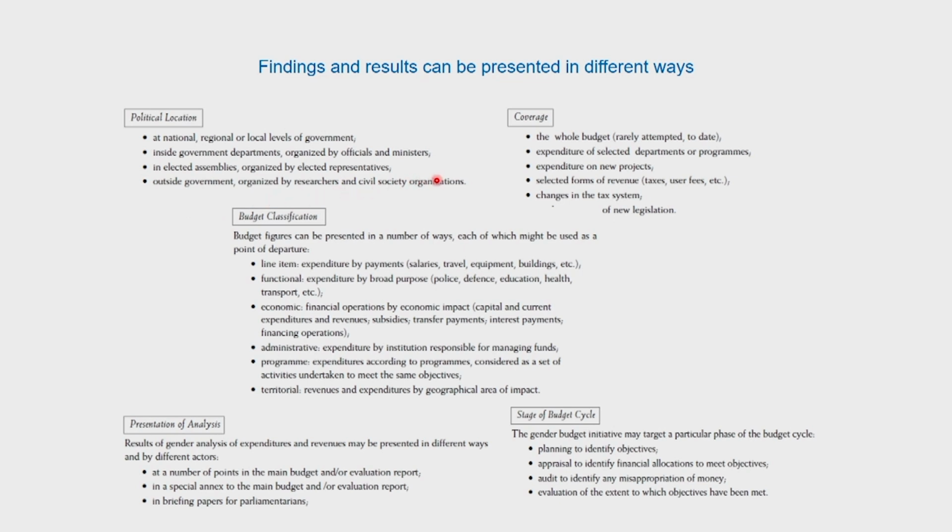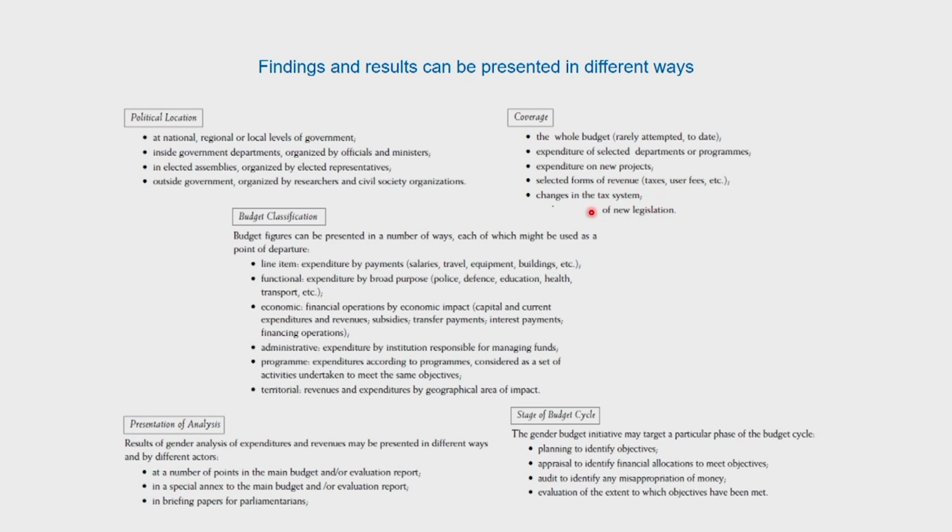In terms of coverage, we can think of a budget in terms of the whole budget, whether the whole budget can be put through some gendered analysis, which is rarely ever attempted to date. Similarly, expenditure of selected departments or programs, expenditure on new projects, and selected forms of revenue, changes in the tax system or new legislation.